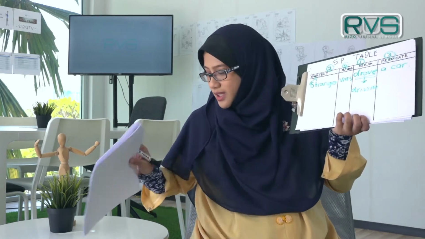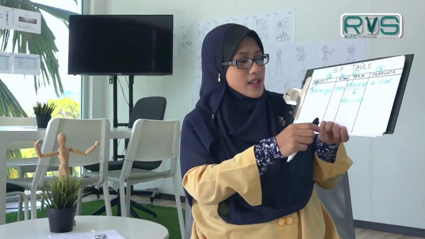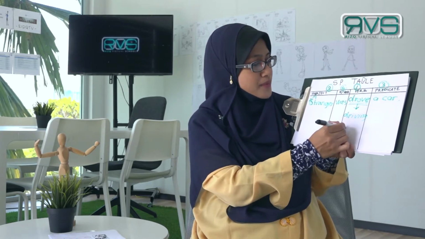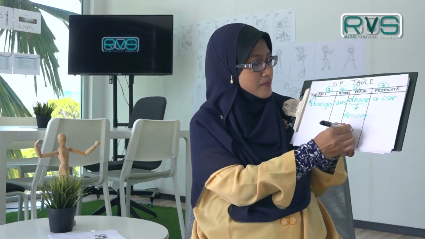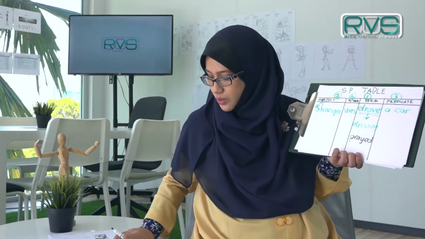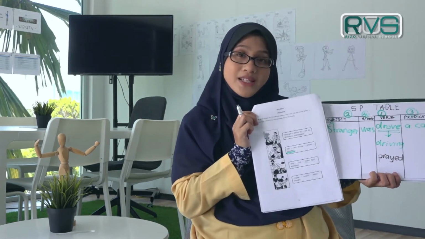Okay, you can see here, old house afraid prayed. Which one do you think is the verb? Very good, prayed. So let's try using prayed in our SP table here. Alright, okay, let me use another colored pen. Okay, so just now it was prayed. From the picture, what can you see? Who do you think is the subject?